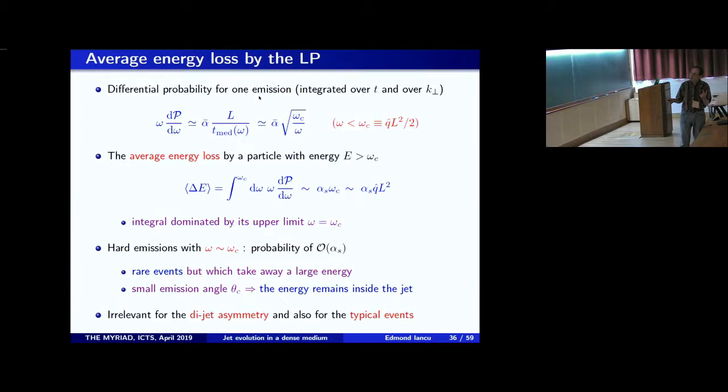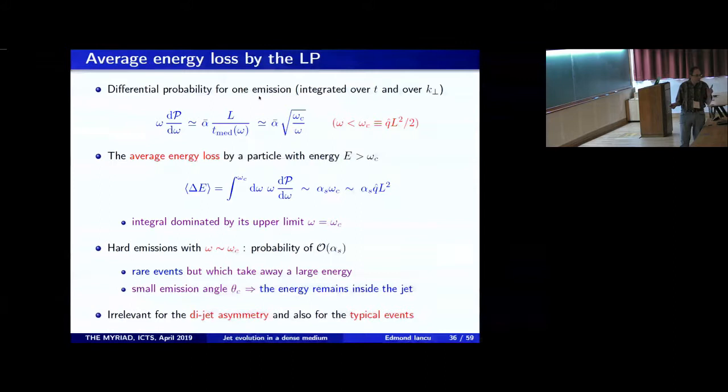So the average energy loss is the probability times the energy of one emission with alpha s and omega c. These rare events, which take away a large energy, control the average energy loss by the leading particle. However, as I said before, such hard emissions propagate at very small angles, theta c, much smaller than the opening angle of the jet.